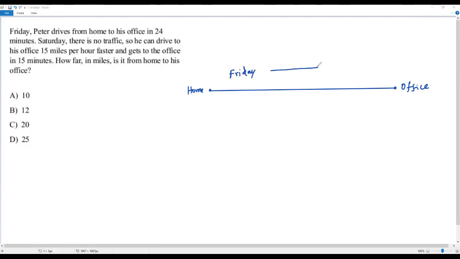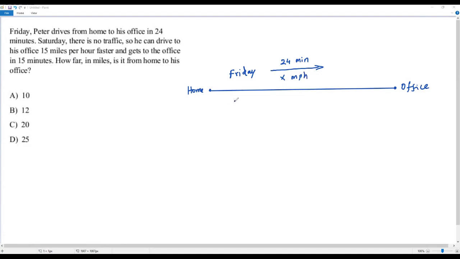On Friday, he drives from home to office in 24 minutes. The speed is not given for Friday and also Saturday. But the question says Saturday, he drives 15 miles per hour faster. Here the speed is given in miles per hour. We can assume the speed for Friday as x miles per hour.